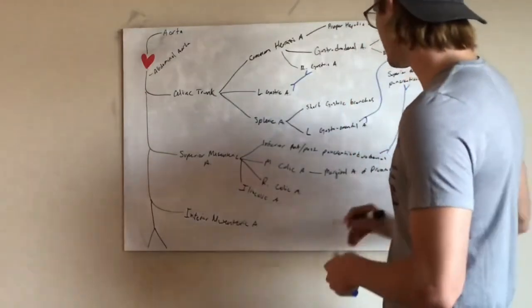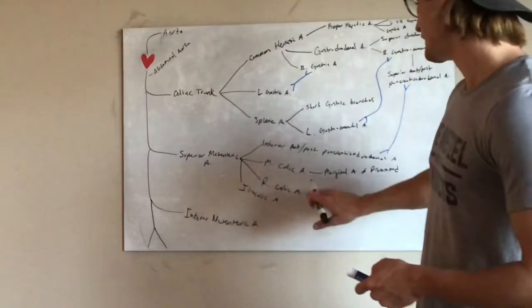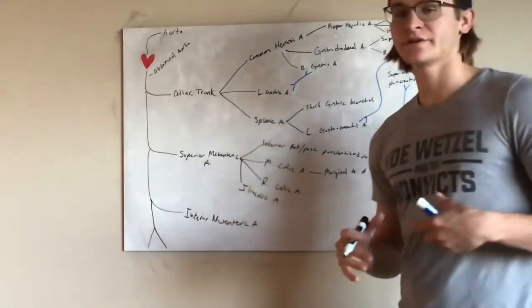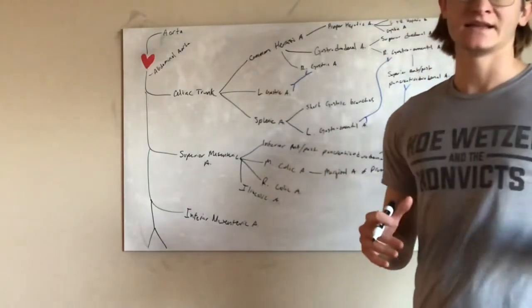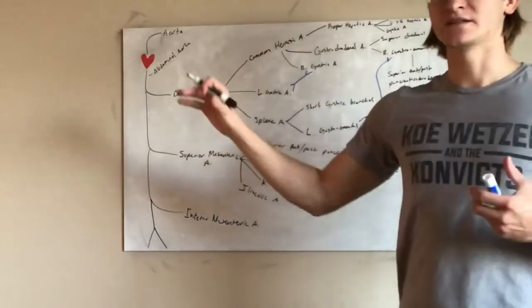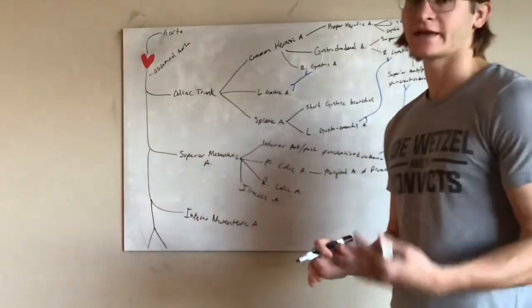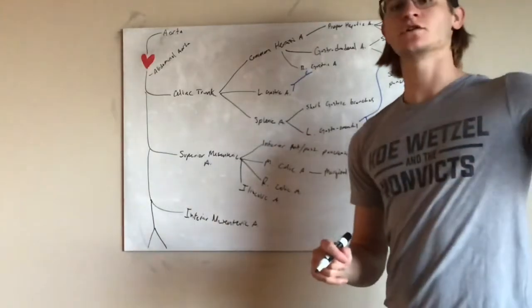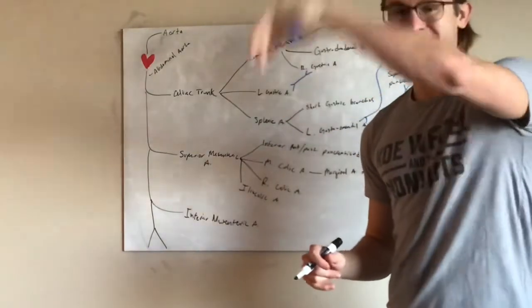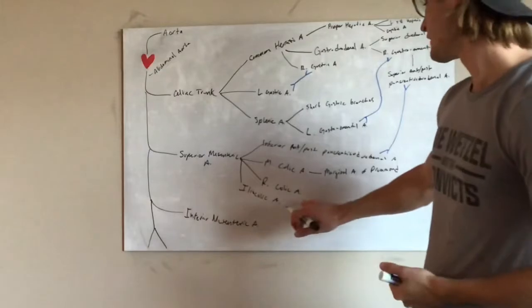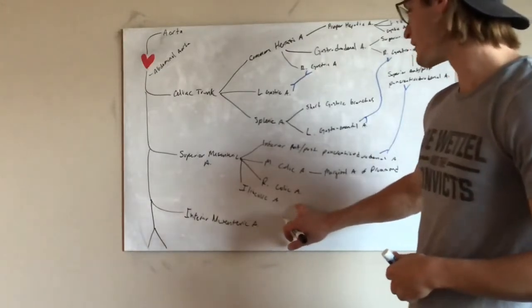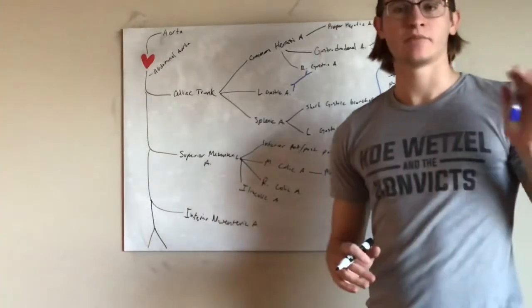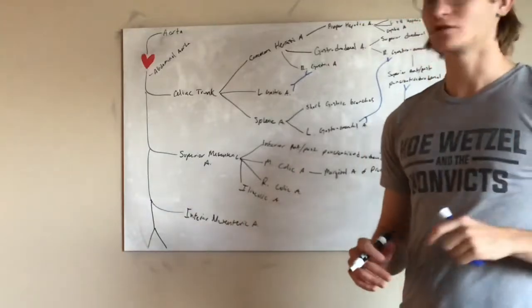Marginal artery of Drummond. The superior mesenteric artery is going to supply most of the ascending and the transverse colon. The marginal artery of Drummond is going to go all the way around the transverse colon and kind of down the descending colon. So then we have the right colic artery, which is going to hang out kind of by itself.